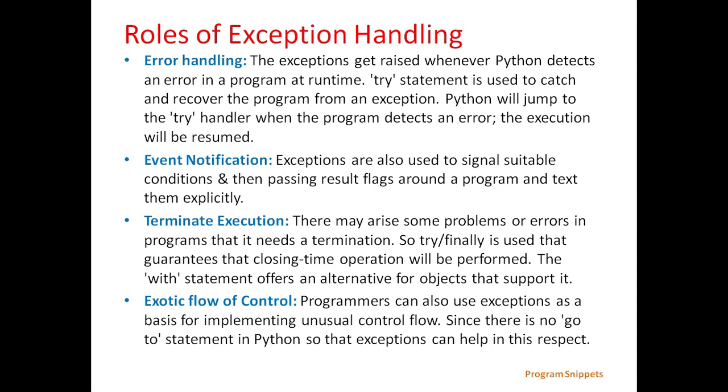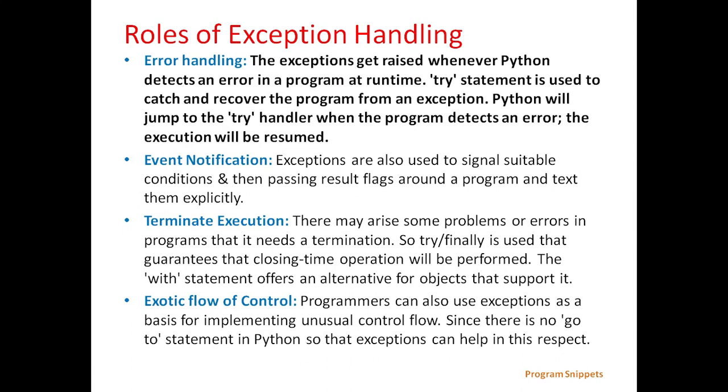Different roles of exception handling are: first is error handling. The exception gets raised whenever Python detects an error in a program at runtime. The try statement is used to catch and recover the program from the exception. Python will jump to the try handler when the program detects an error, and the execution will be resumed.